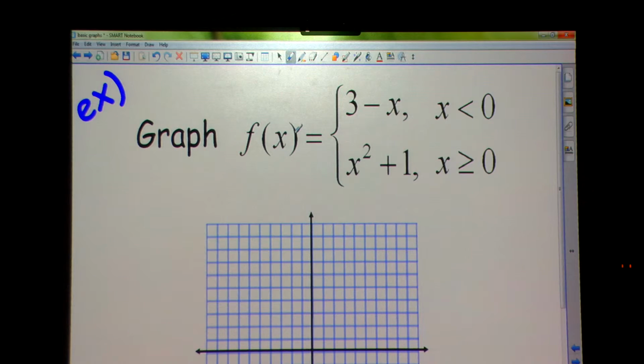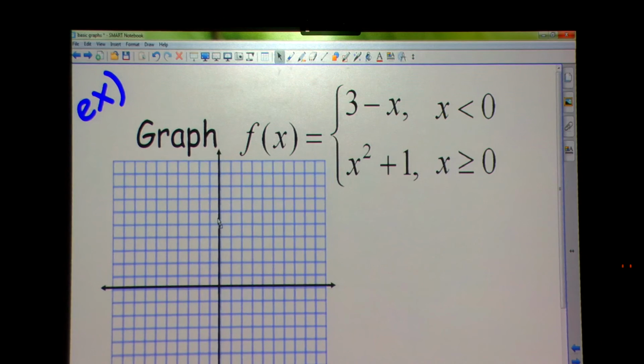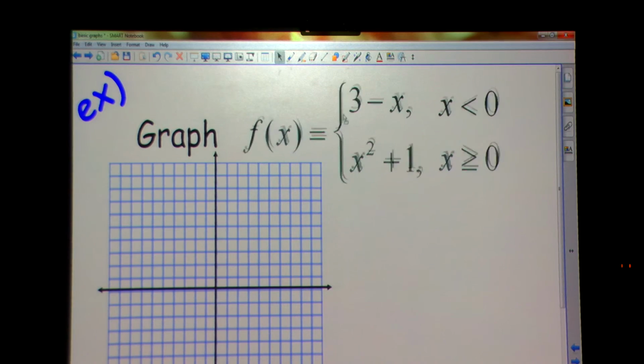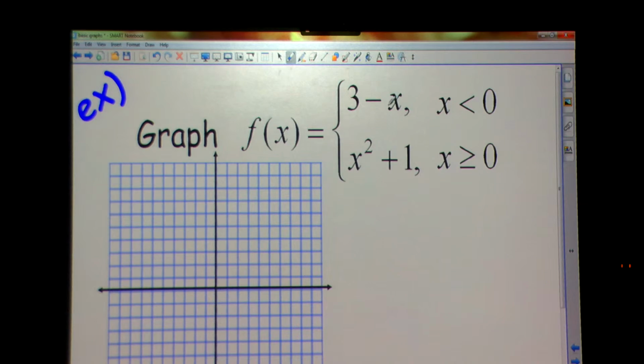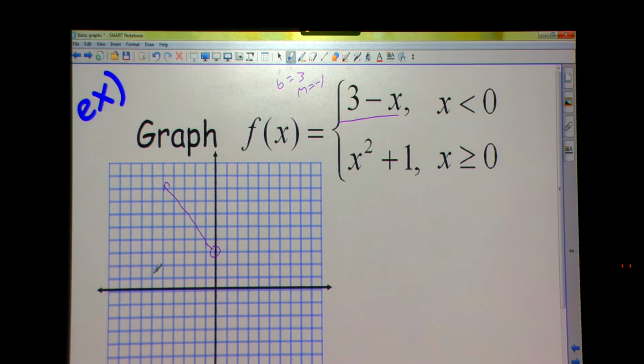Okay. Let's do some refreshers on piecewise. I know we just covered this, but a few of you are still pretty weak. This is a line. B is 3. M is -1. So up at 3, you know you're going to be going down 1, but you only want it less than 0, so you only want this part. That's actually an open circle, right? Because you only want 0 and below.